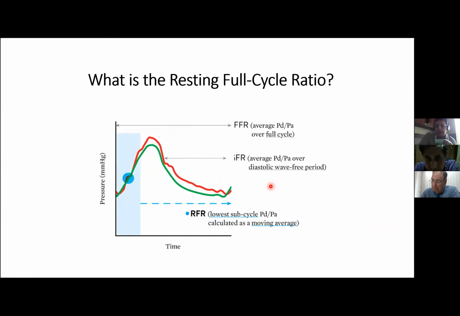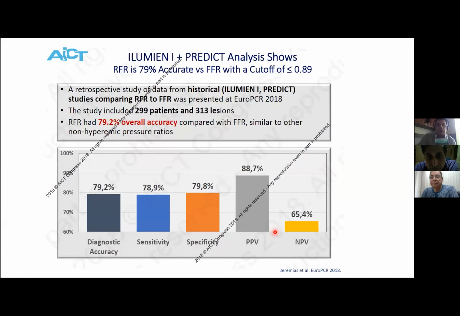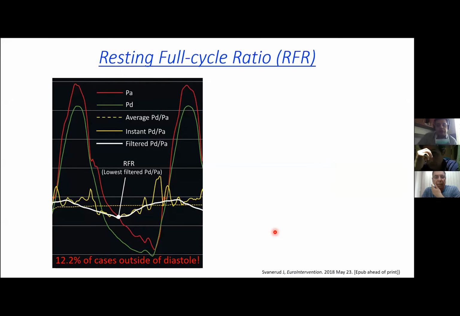Now, let's talk a bit more about resting full cycle ratio, this is the one that most of us are familiar about, which is proprietary to Abbott. Now, RFR is the lowest sub-cycle PD by PA, which is calculated as a moving average. So FFR is calculated against the full cycle, IFR in the diastolic wave-free period, whereas RFR is the lowest sub-cycle PD by PA, which is calculated as a moving average. Now, this was put to test in the Illumin 1 and Predict trial and showed an overall accuracy of around 80%. Now, I'll explain what is a resting full cycle ratio.